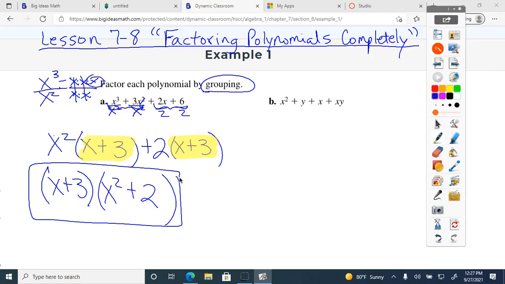Now, you do have to watch out. This is plus 2. If you have a binomial and it's plus here, you know you're finished. You can't factor that any further. All right? So, B here.